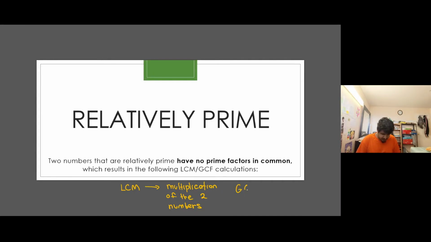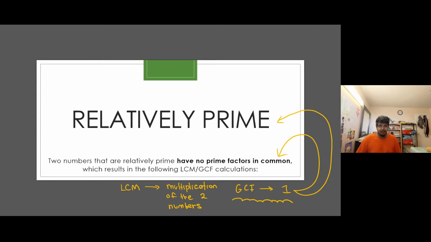So for the GCF, right, the GCF is very simple. It's always equal to 1. In fact, sometimes this is actually used as the definition for relatively prime. So this is commonly just abbreviated as the definition for relatively prime, where the GCF is equal to 1, right?